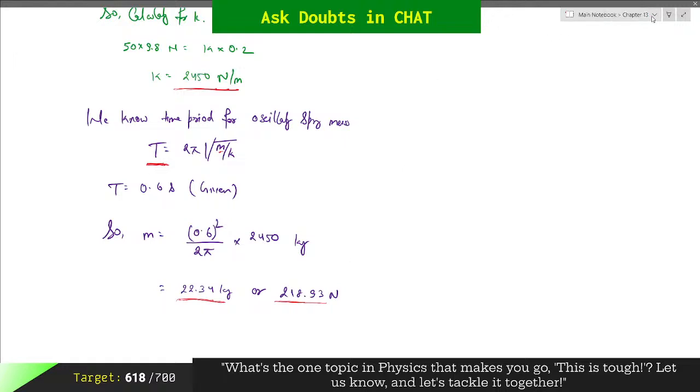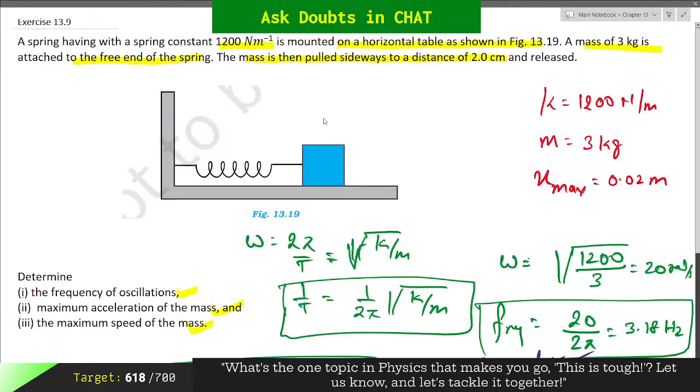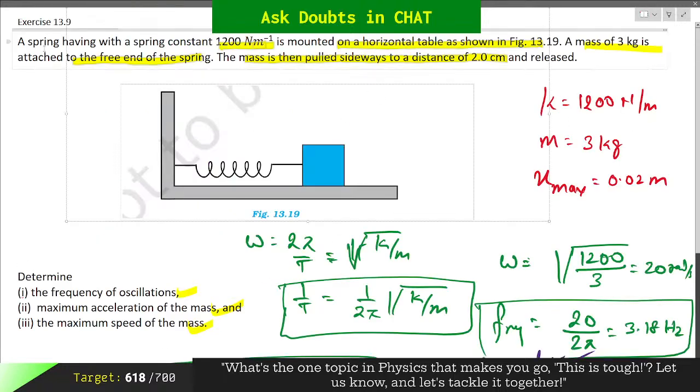So let's move to the next question. In this question, it is given that a spring with the spring constant 1200 Newton per meter is mounted on the horizontal table as shown in figure 13.9. The mass of 3 kg is attached to the free end of the spring like this. This blue mass is 3 kg. The mass is then pulled sideways to a distance of 2 centimeter and released. Now it is displaced by 2 centimeter and it is released.